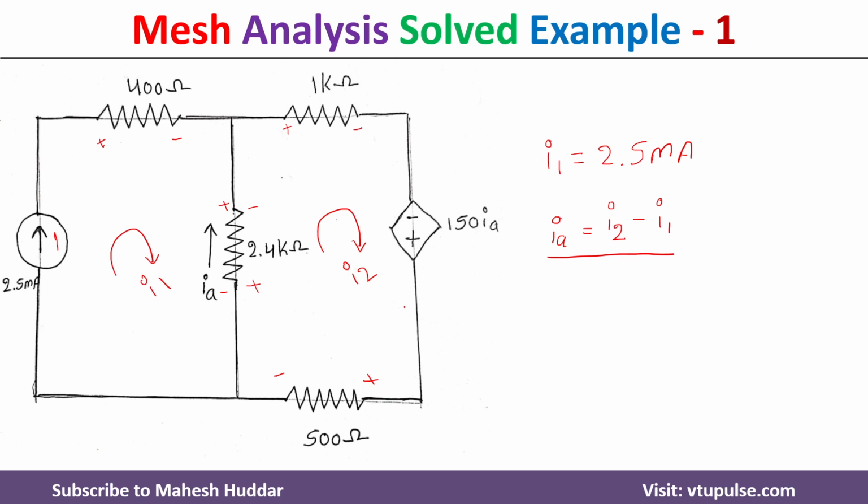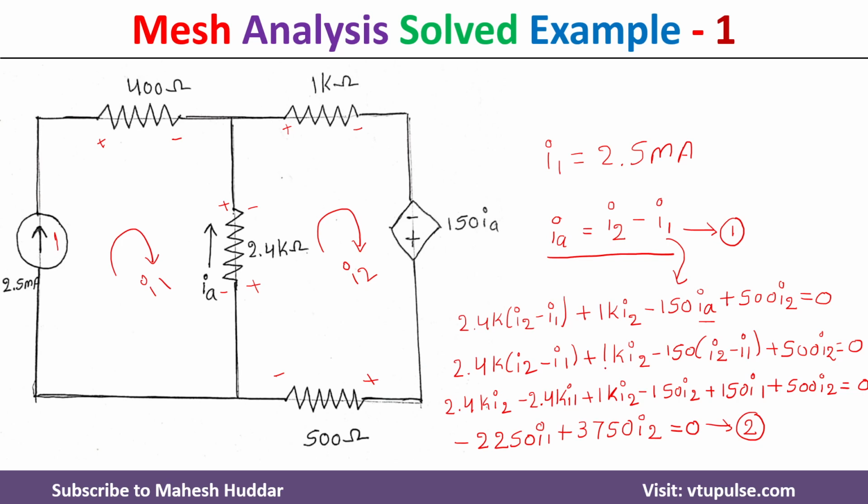That is 2.4 kilo (I2 minus I1) plus 1 kilo I2 minus 150 IA plus 500 I2. But from the first equation, we know that IA is equal to I2 minus I1. So put this one in here. As we already know, I1 is equal to 2.5 milliampere. So put this equation in equation number 2.